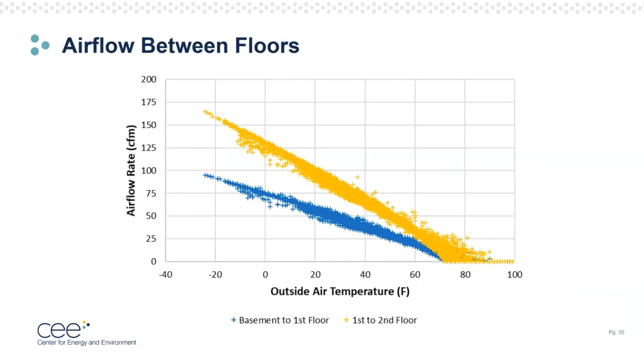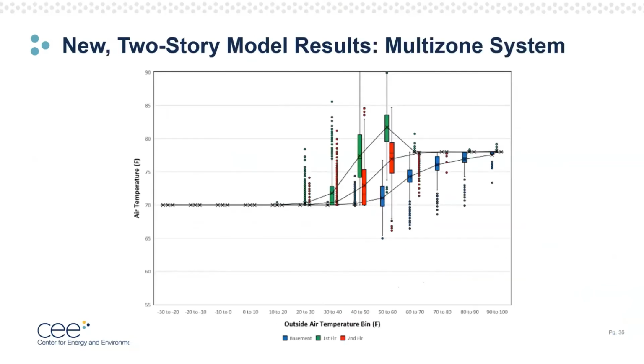This chart shows the air movement between zones. For milder weather, there is limited air movement between zones. In colder weather, the house air moves from the lower to the upper levels of the house, and then the opposite occurs in warmer weather.